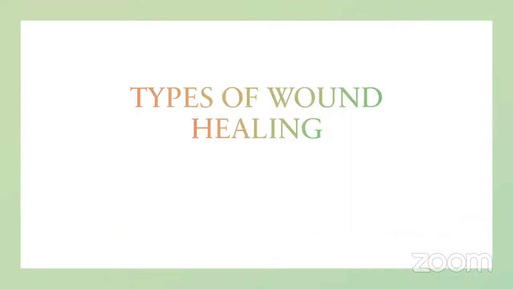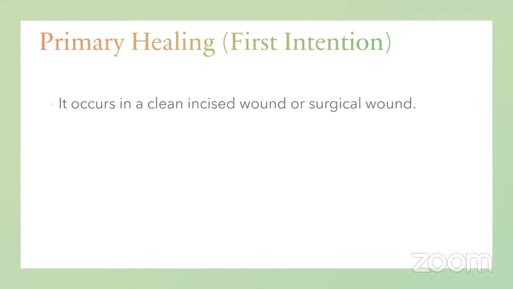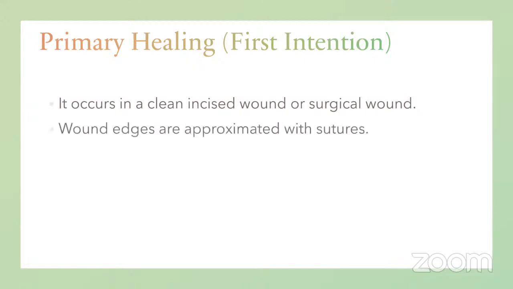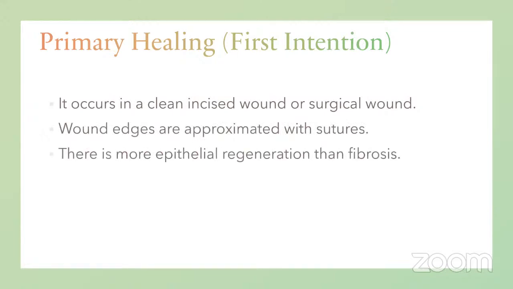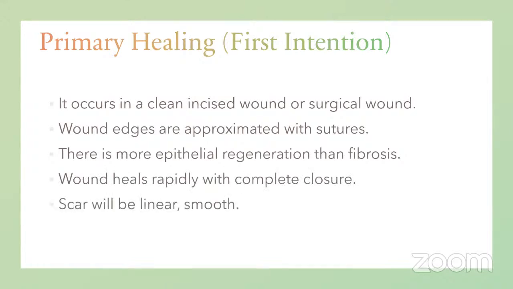Now we'll see types of wound healing. I'm sure everybody knows about primary healing, secondary healing, and tertiary healing. So what is primary healing? Primary healing occurs in a clean incised wound or surgical wound. So primary healing will happen only in cases of incised wounds or surgical wounds. Wound edges are approximated with sutures. There is more epithelial regeneration than fibrosis. Wound heals rapidly with complete closure, and the scar will be linear and smooth.